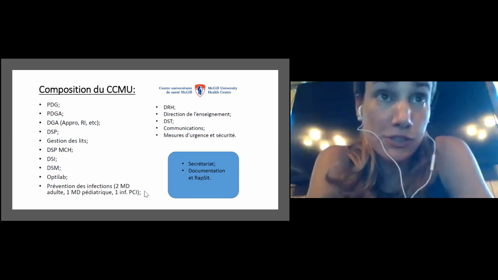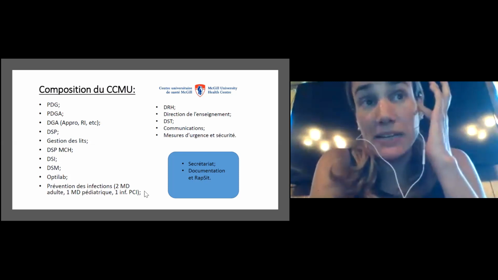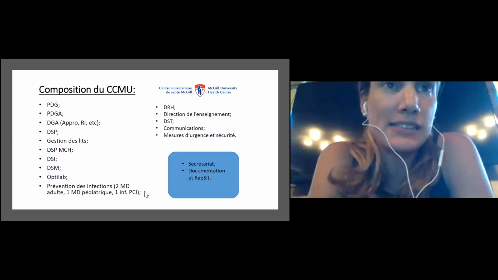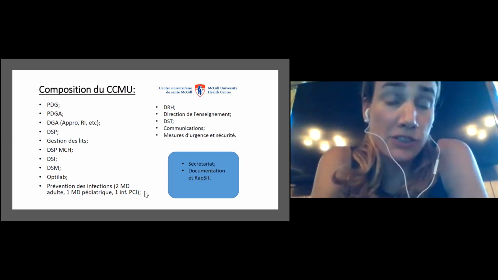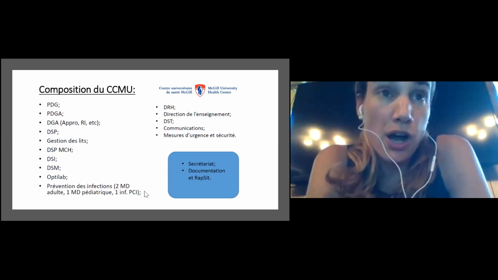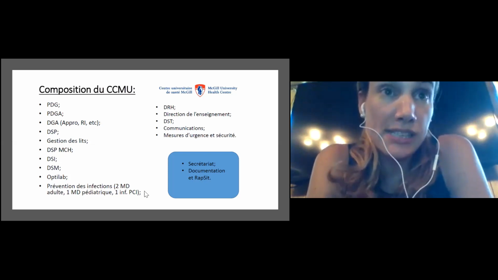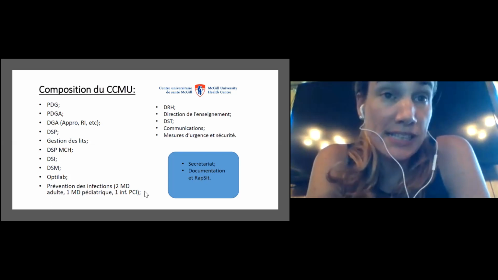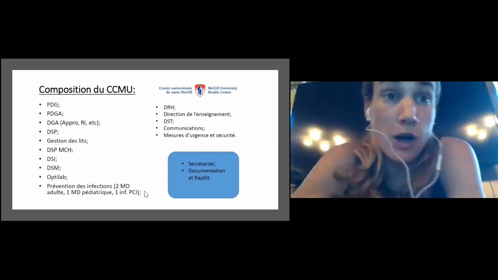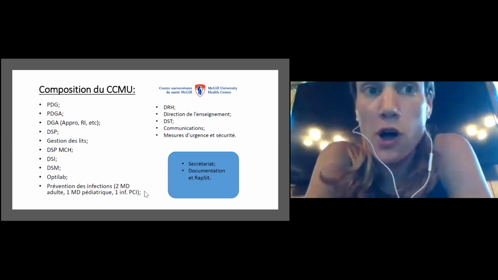Okay, so they, as a CCMU, were in contact with governmental authorities, and this is the entity that made decisions in the pandemic. So PDG means Président Directeur Général, so basically CEO, Assistant CEO. Then you have Director of Nursing, Director of Human Resources. You have Director of Professional Services, Bed Management, you have OptiLab, which is the director for managing all the labs.